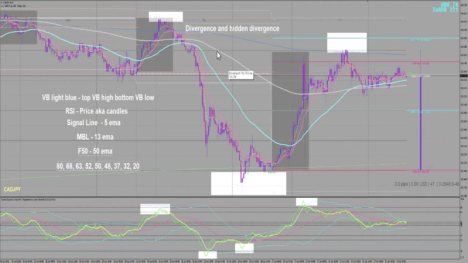I'm not going to get into too much detail on everything else, but this is what I look for: divergence and hidden divergence. That's what I'm looking for in TDI. I'm not looking for these two to cross. I'm looking for this hidden divergence. Obviously, when you see these sharp angles, that means it was a very powerful move to a low or a high.